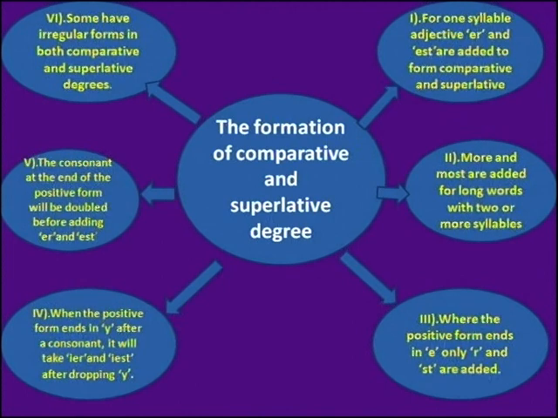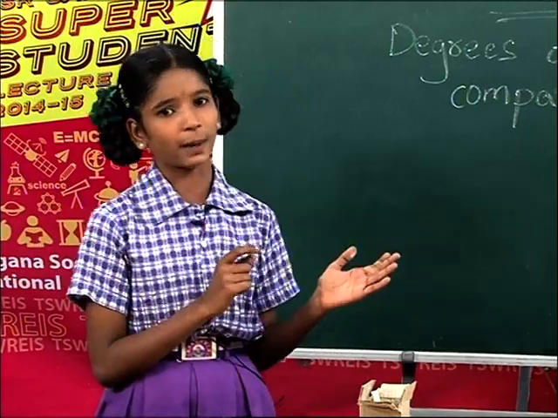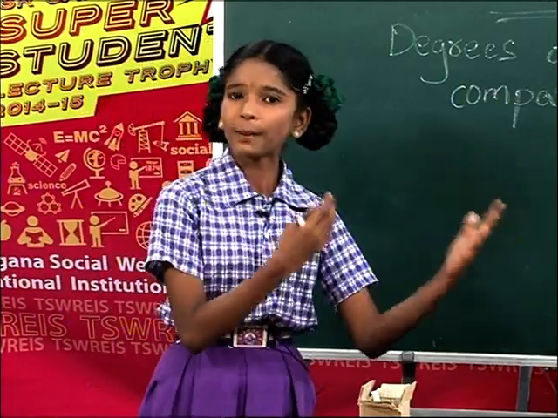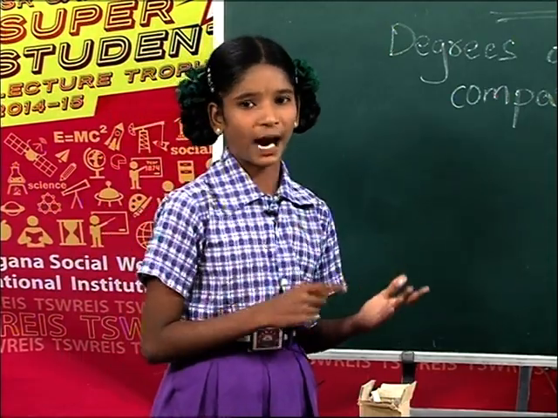That's why we are adding only r and st. For example, brave. Here, e is already here. That's why we are adding only r in comparative degree and only st in superlative degree. Brave, braver, bravest. Can you give an example, friends? Yes, fine, finer, finest.